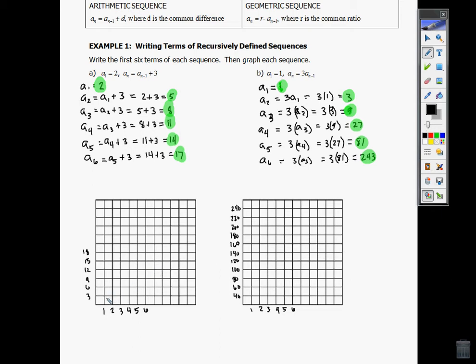I want to graph my first arithmetic sequence. My first term is a 2. I'm going to put a dot right around where a 2 is. My second term is a 5. I'm going to put a dot right around where a 5 is. Third term is an 8. Continuing. Fourth term is an 11. Fifth term is a 14. And sixth term is a 17.